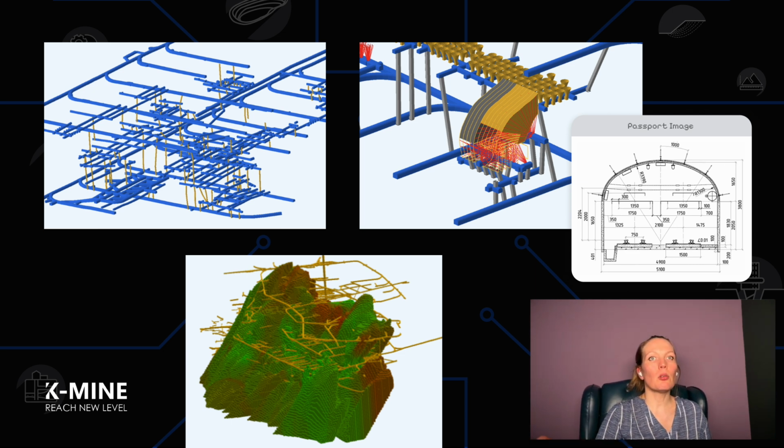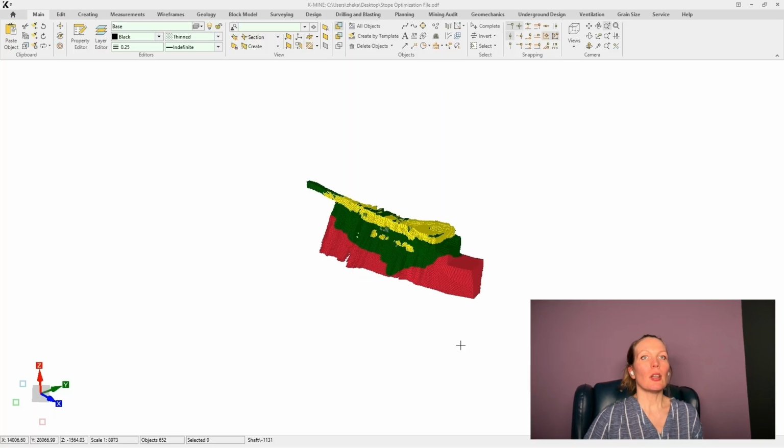So the model includes tools for constraint-based design, clash detection, volume and tonnage calculation, and design validation. The workflow helps you to evaluate alternative layouts, verify design feasibility, and prepare accurate engineering data for further schedule, ventilation, and operational planning. So let's see how it works.